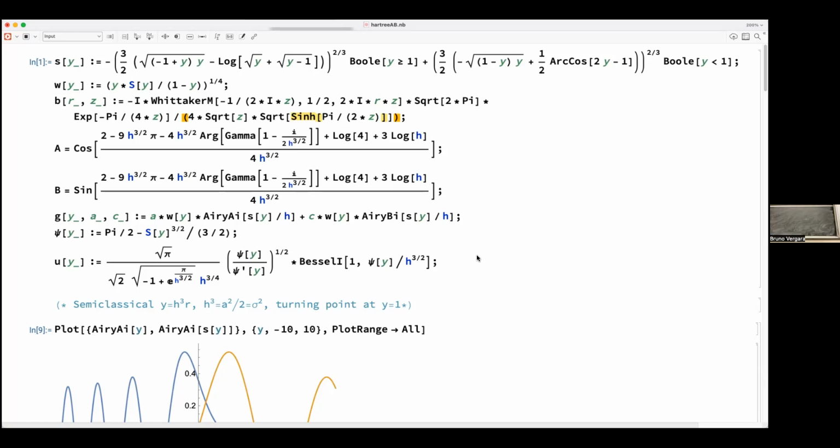So the disclaimer is that sigma squared is h to the cube in my notation. And before this was h squared for Adam's talk.